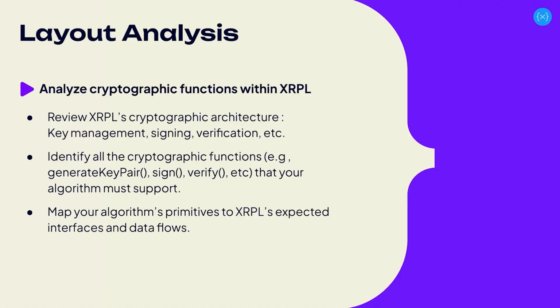Now, let's move on to step number 2, layout analysis. In this step, we analyze the cryptographic functions within the XRPL. We review XRPL's cryptographic architecture, which contains key management, signing, verification, and so on. We identify all the cryptographic functions, for example, generate key pair, sign, verify, and so on. And this is something which your algorithm must support. We map our algorithm's primitives to XRPL's expected interfaces and data flow.